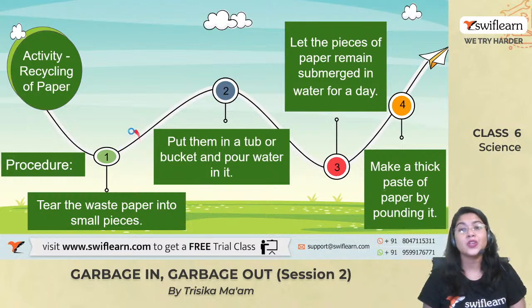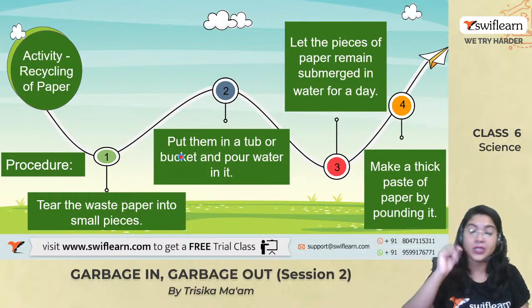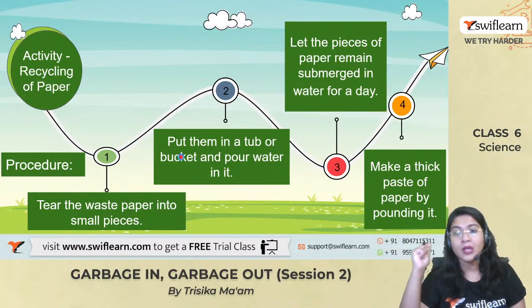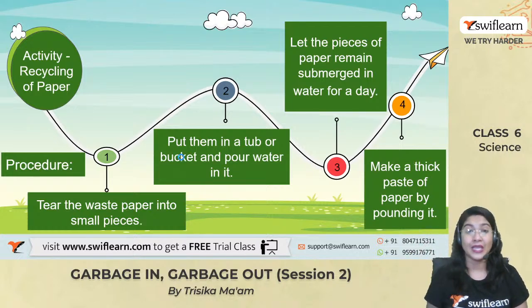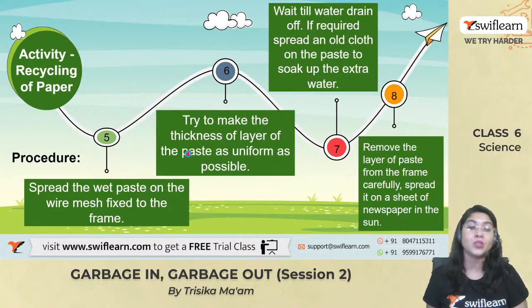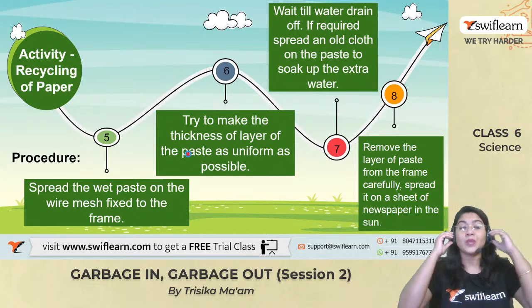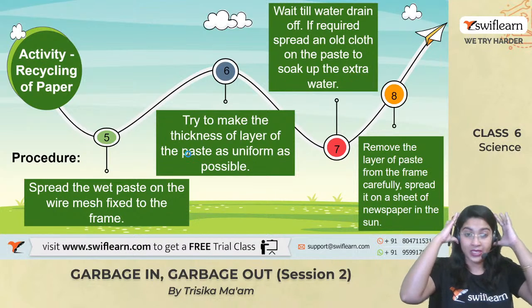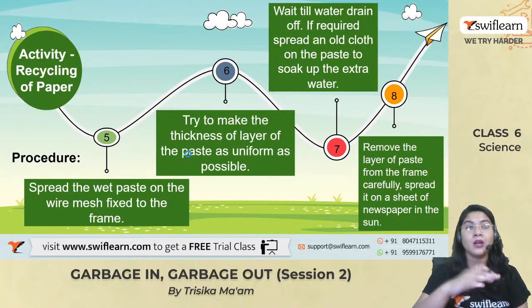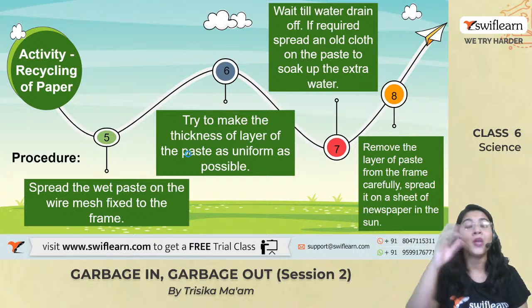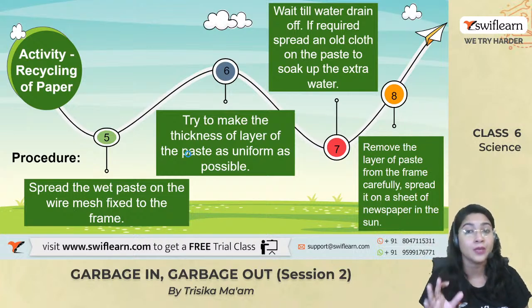Okay, so you will submerge all the paper within the bucket full of water. Now make a thick paste out of this paper by pounding it. Okay, so after pounding it, what will you see? Spread the wet paste on the wire mesh and fix it within a frame so that it will get a proper shape within it.